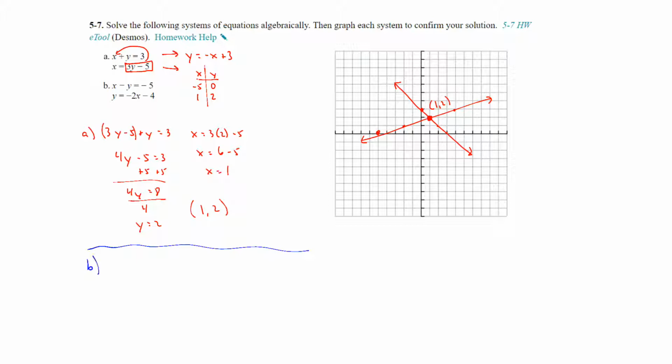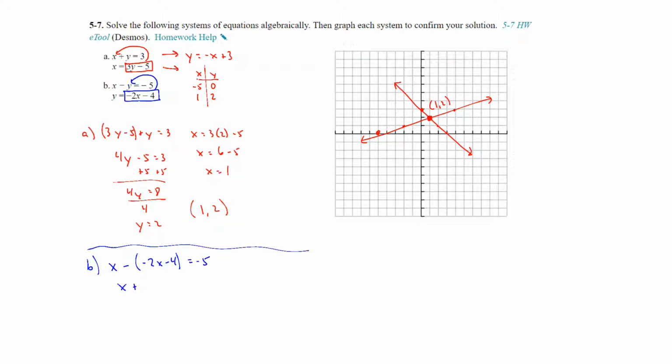For question B, once again, it's set up for substitution. We can take the negative 2x minus 4 and plug it in for y. Be careful because it's x minus y, so it's x minus that quantity. And we get x minus the quantity negative 2x minus 4 is equal to negative 5.